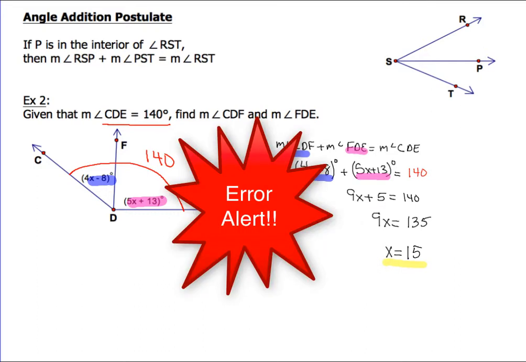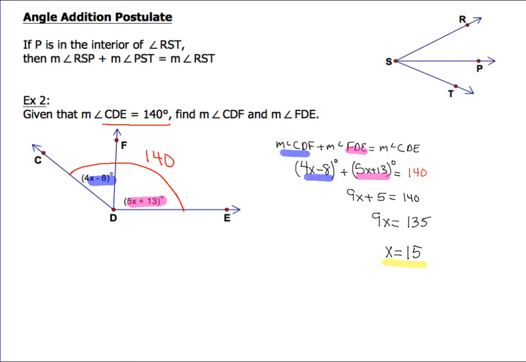Common error alert: most people think they're done because they got a value for x. Sorry to say, you're not. Reread the question and make sure that you find whatever it is that you're asked to find, which in this case are the measures of angle CDF and FDE. So to find each one of those angles, we're simply going to plug the value of 15 that we got for x in for each one of those angles.